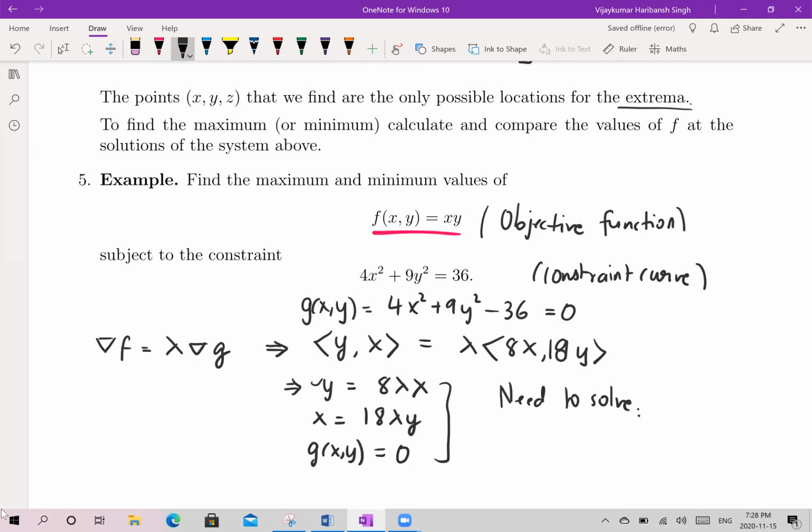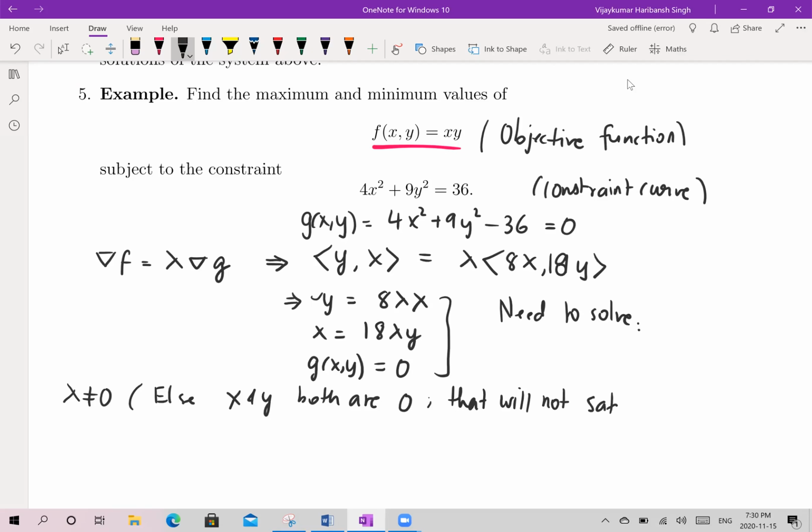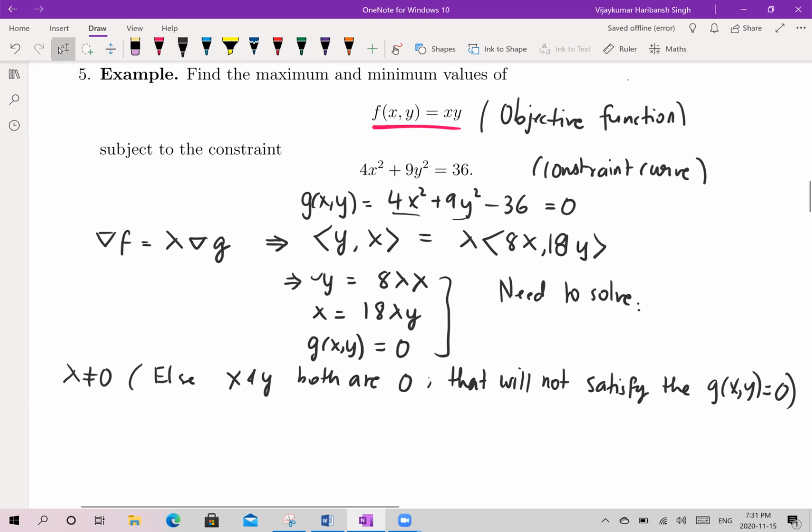The idea is we'll take these two and substitute in this equation and solve. Now we can assume that lambda is not 0. Else x and y both are 0, because of these equations, and that will not satisfy the constraint curve, g of x,y equals 0. Because in g of x,y equals 0, you have 4x squared plus 9y squared minus 36 is 0. If x and y are 0, then it will be minus 36, not 0.